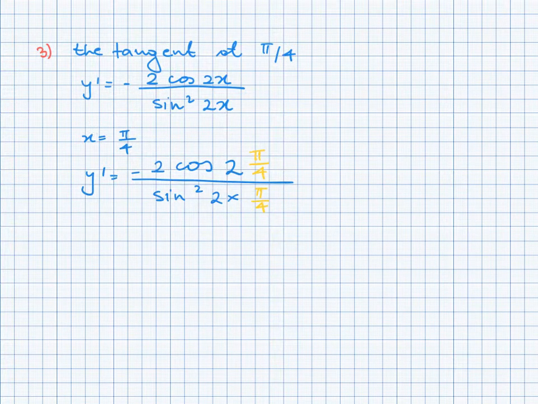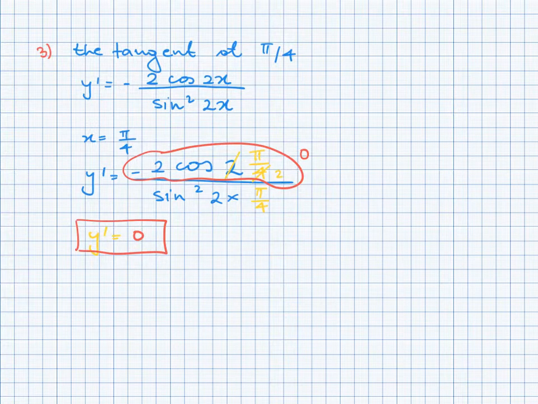And if we calculate this, y dash is equal to, it should give us 0, because this 2 and this 4 are going to cancel out. It's going to be cos of pi over 2, and cos of pi over 2 is equal to 0. So all of the numerator will be equal to 0. Therefore, y dash is equal to 0. So the tangent gradient at pi over 4 is equal to 0.